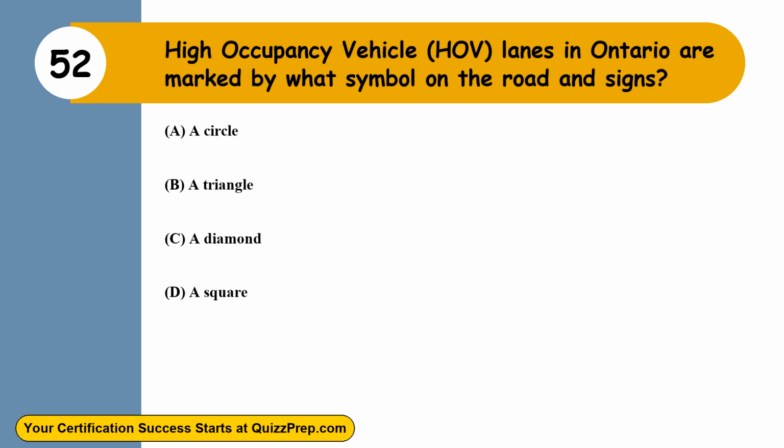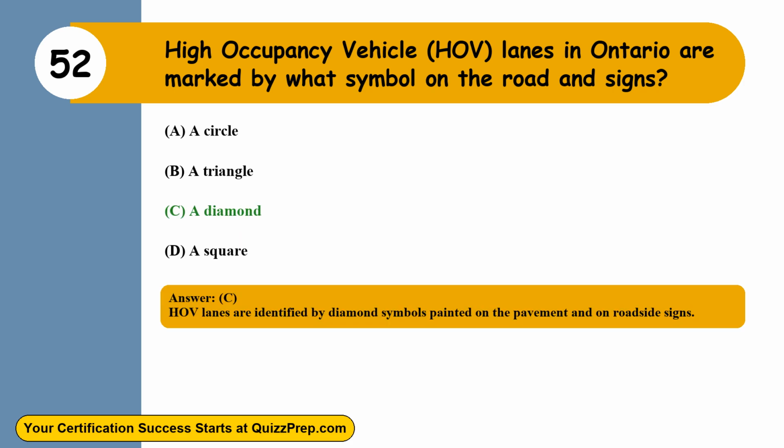Question 52. High occupancy vehicle, HOV, lanes in Ontario are marked by what symbol on the road and signs? Option A, a circle. Option B, a triangle. Option C, a diamond. Option D, a square. The correct answer is option C, a diamond. HOV lanes are identified by diamond symbols painted on the pavement and on roadside signs.